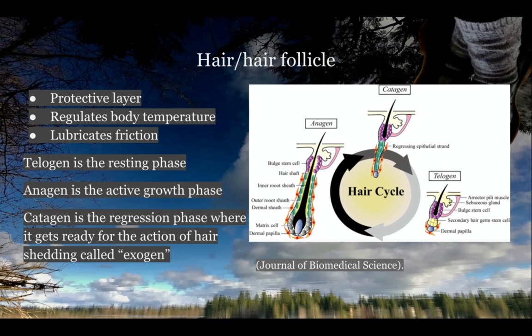Starting with the hair and hair follicles, I knew that there was a hair cycle, but I didn't know how exactly it worked. We have the telogen stage, which is the resting phase, or you could think of it as the dormant phase, where nothing is really happening. And then we have the anagen, which is arguably my favorite. I love long hair and I wish my hair would grow longer, so I'm rooting for the anagen.